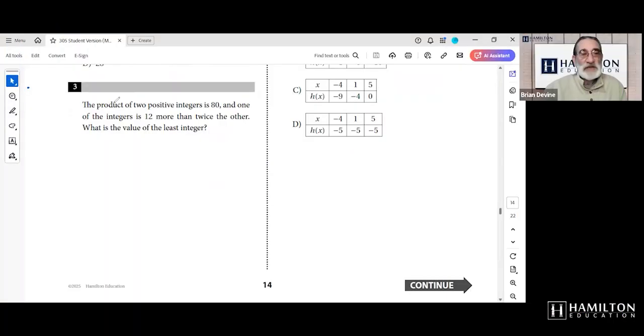Question 3. The product of two positive integers is 80, and one of the integers is 12 more than twice the other. What's the value of the least integer? Well, I'm going to let n be the thing I got to find. Let n be the least integer. And I know it's the least because the other one is going to be 2n plus 12.